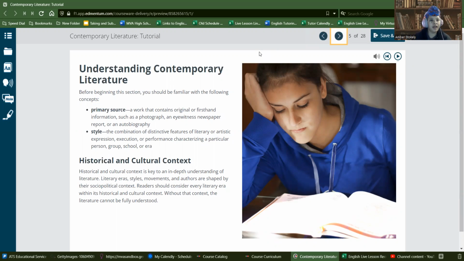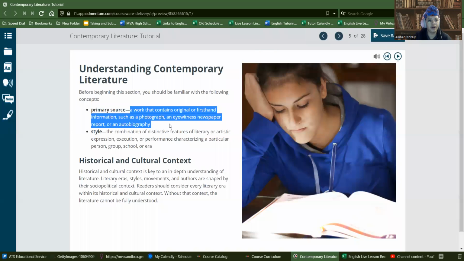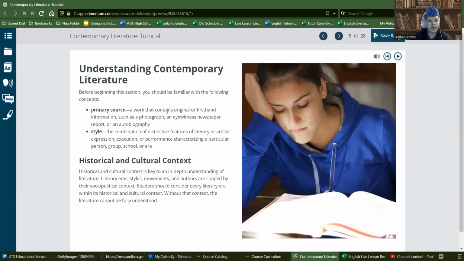So the 2 concepts they give you are primary source. And here in the lesson, it just says a work that contains original or firsthand information such as a photograph, an eyewitness newspaper report, or an autobiography. So that means it's coming from the actual source, the person who was part of the event or who was there to witness the event. And then it also says style. Style is the second and last one.